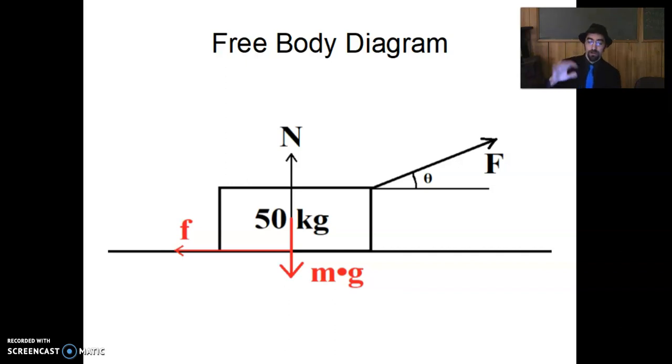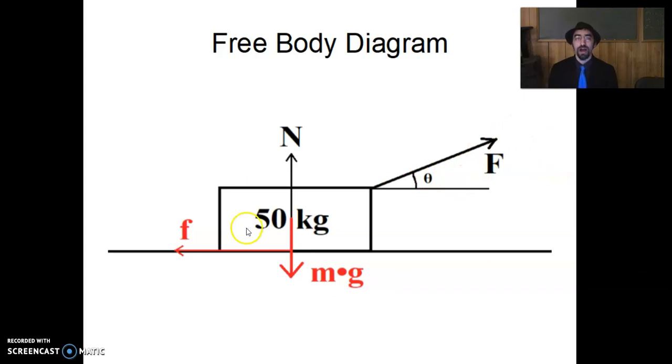They have a weight of 50 kilograms times g pulling down. Because the ground is perfectly horizontal, the normal force pointing up is also 50 kilograms times g, right? The sled isn't crashing into the snow and it's not flying off into space. You're pulling it forwards at some angle, right? Hence the force F over here.